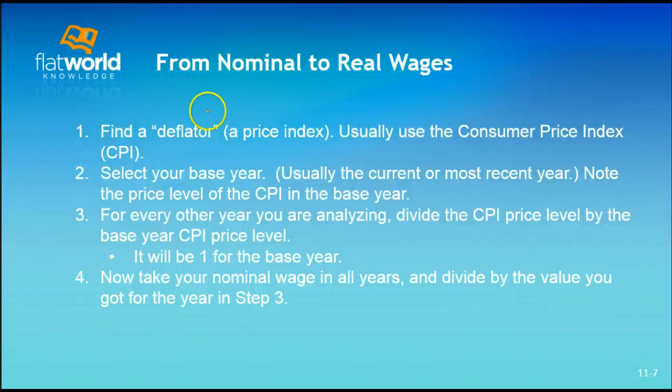First, you have to find a deflator. Now, what on earth is a deflator? It's a price index. In the United States, the most commonly used price index is something called the Consumer Price Index, which evaluates a basket of goods that are normally purchased by the average American in any given year, and it looks at what the average price is at any one time.